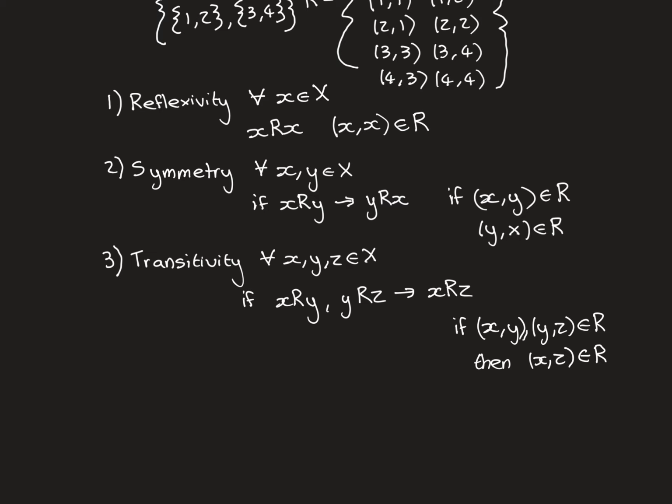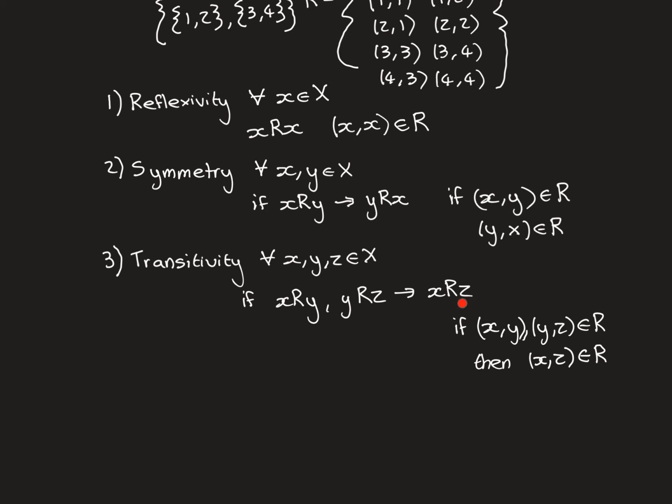And it says that for all elements, little x, little y, and little z, that are elements of the original set that you're trying to put the equivalence relation on, if you have that x is related to y, i.e. you want x and y to be in the same equivalence class, and you have that y is related to z, i.e. you want y to be in the same equivalence class as z, then it must be the case that x is related to z, so x needs to be in the same equivalence class as z as well.